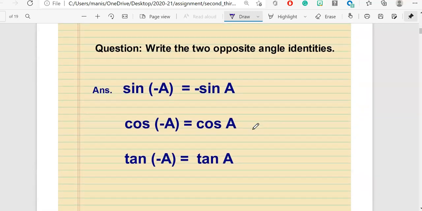Question says write the two opposite angle identities. So these are sine of negative A is negative sine A, cosine of negative A is cosine of A, and tangent of negative A is negative tangent A. These are also known as odd and even functions.